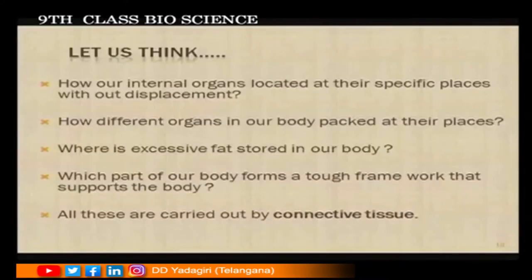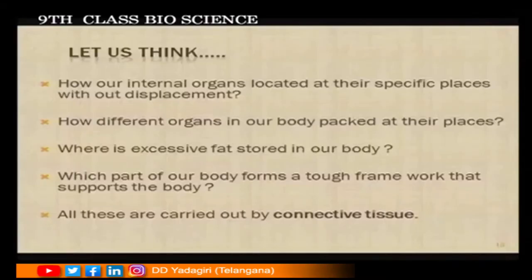Dear students, let us think on these questions. How are our internal organs located at their specific places without displacement? For example, we have the heart, lungs, liver, kidneys. These are at their specific places and they do not displace to other places. How is it possible? Let us think. How are different organs in our body packed at their places?